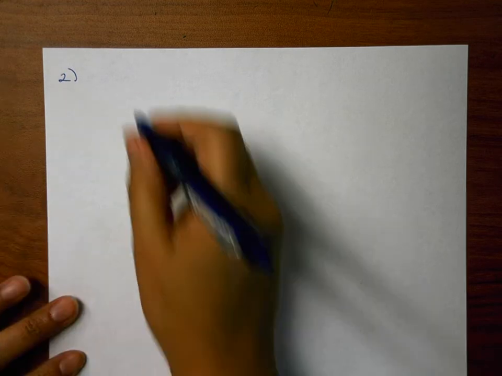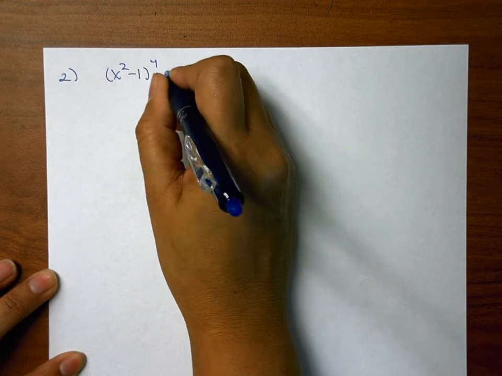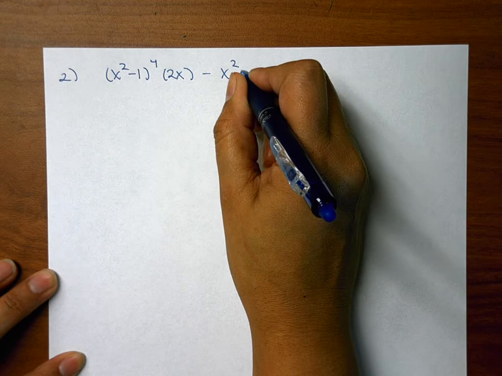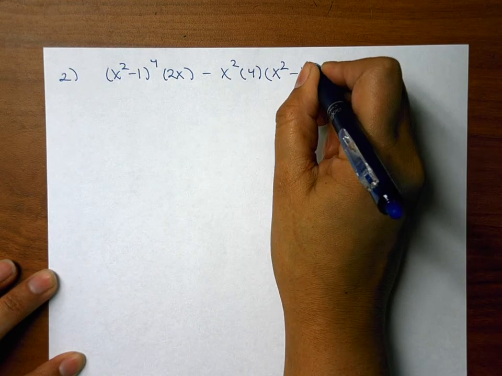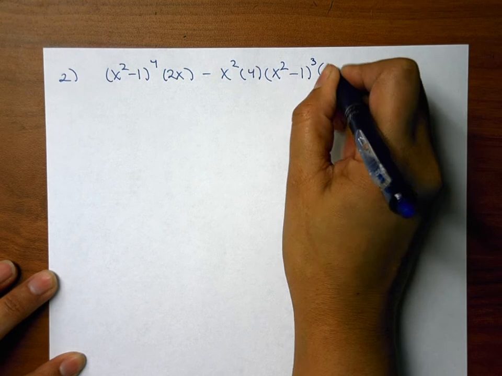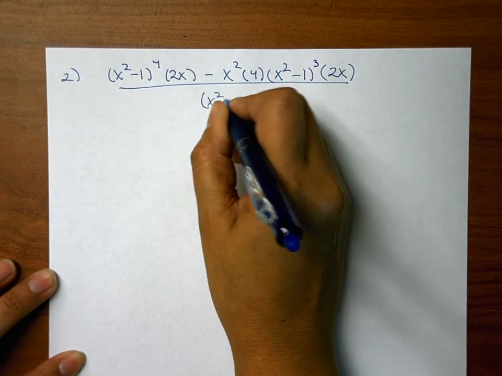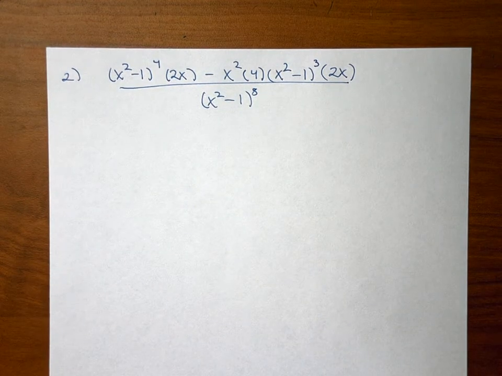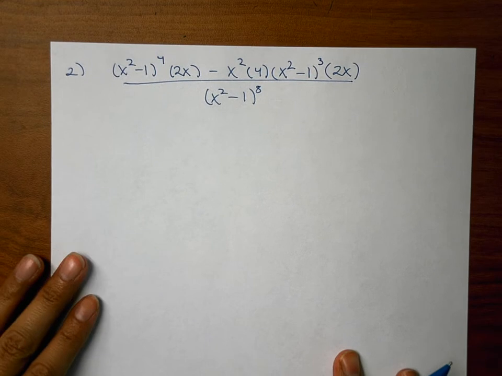It is x squared minus 1 raised to the fourth times 2x, minus x squared times 4 times x squared minus 1 raised to the third power, 2x, all over x squared minus 1 raised to the 8th power. Okay, I'm going to start you off. I'll let you finish and then we'll check it in class together.